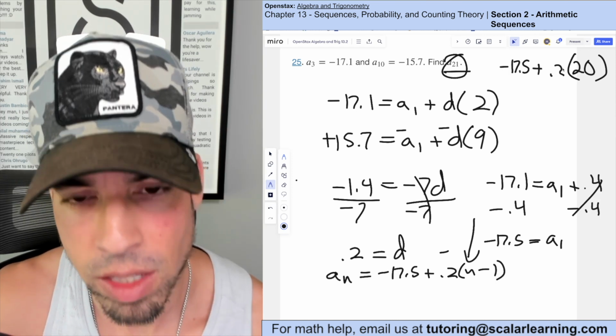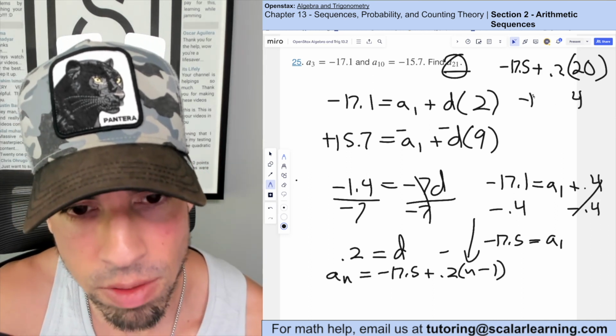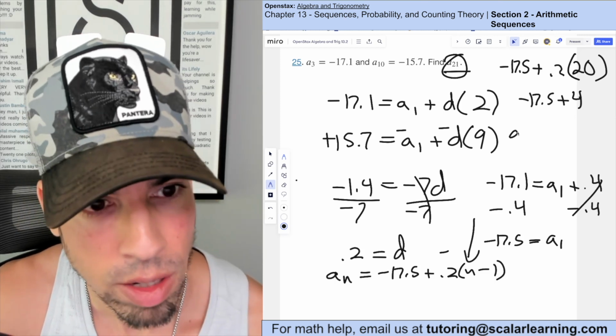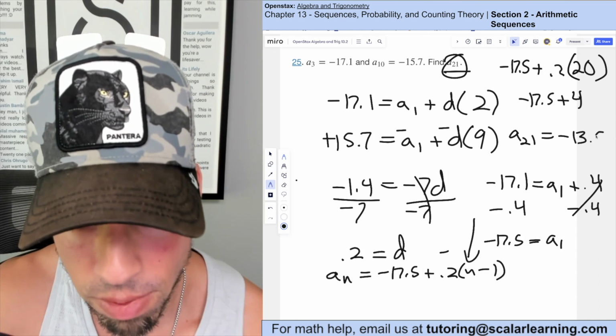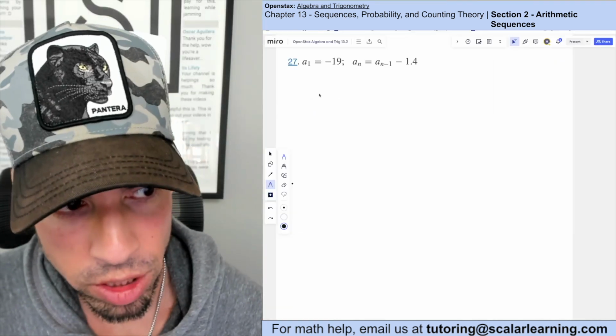And that's going to give us our answer. So 0.2 times 20 is 4, so negative 17.5 plus 4, which means our a sub 21 is equal to negative 13.5 for the win. Boom, done. So here we got our first term, which is negative 19.